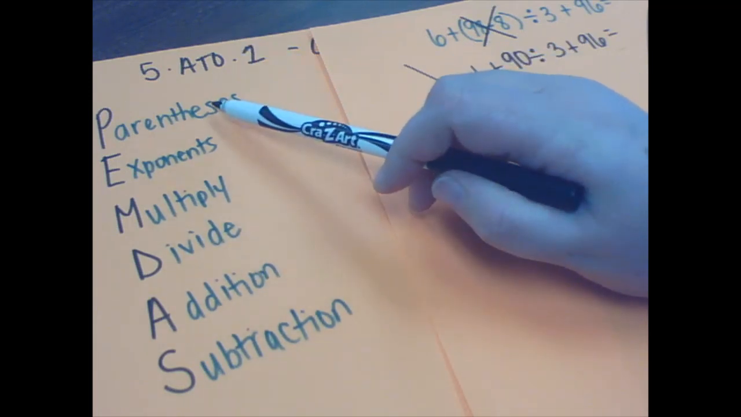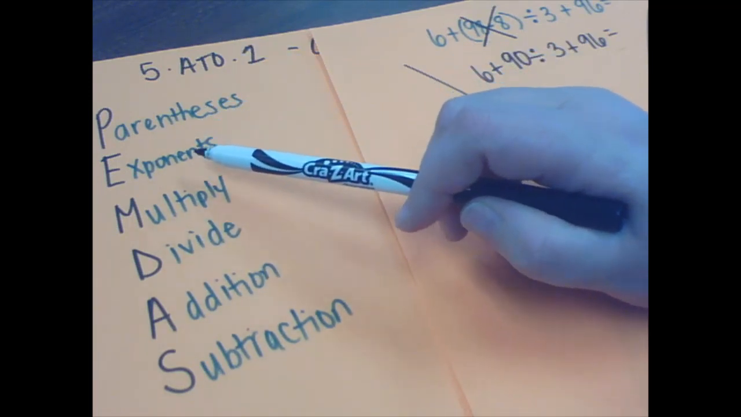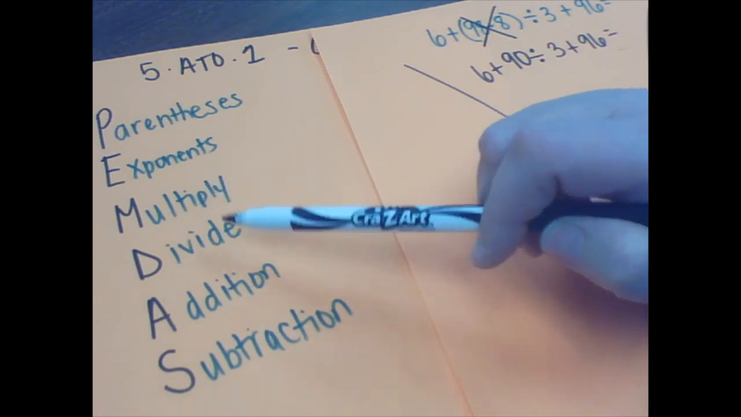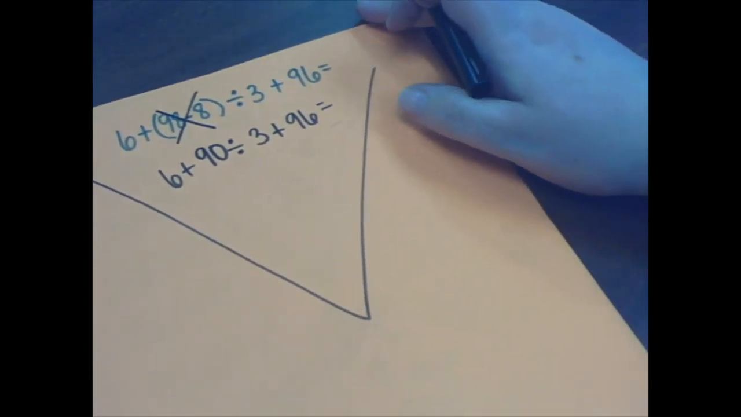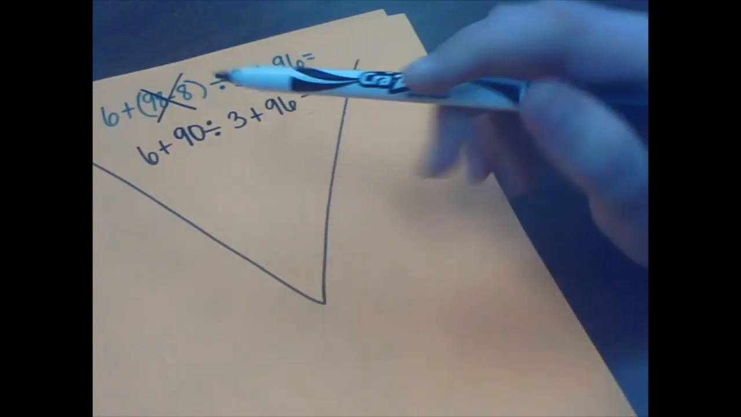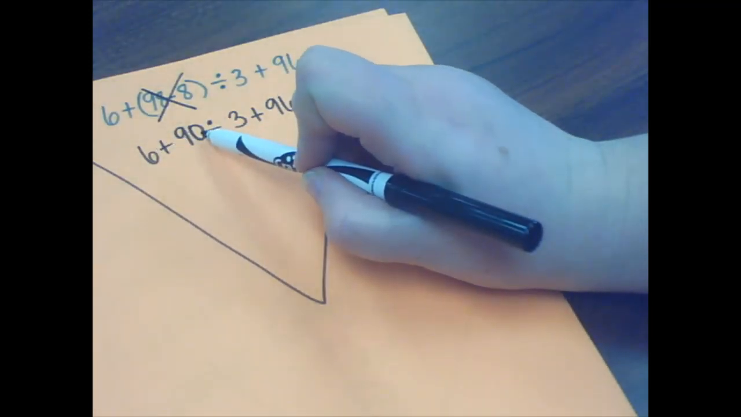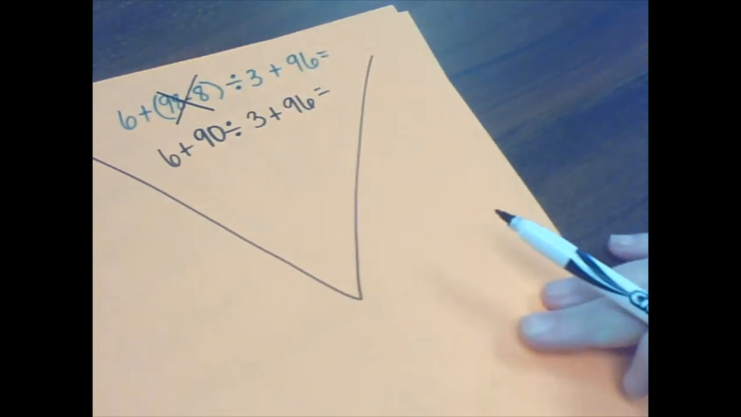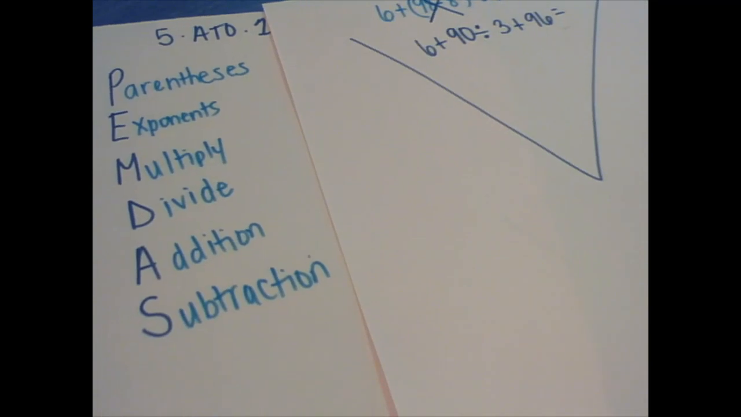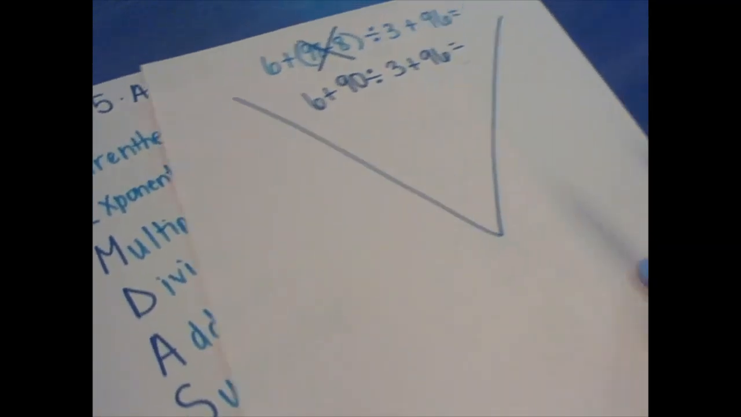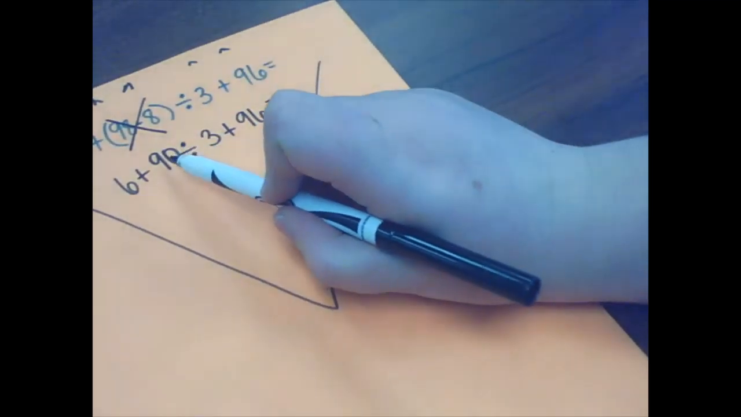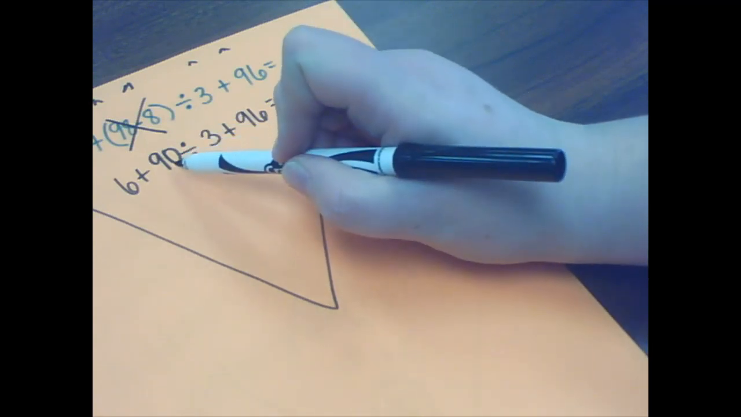Okay, I did what was in parentheses. I don't have exponents. I don't have multiplication, so I divide. So I need to look at what I'm dividing here. 6 plus 90. Well, I'm not going to do that because PEMDAS says the next thing I need to do actually is to divide. So I have to do 90 divided by 3.